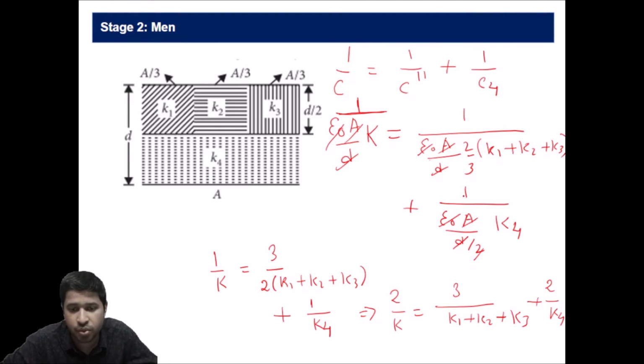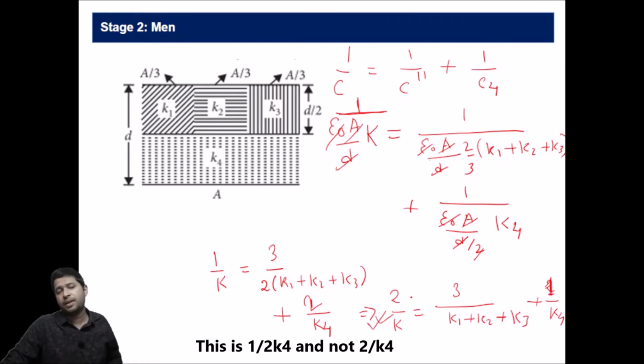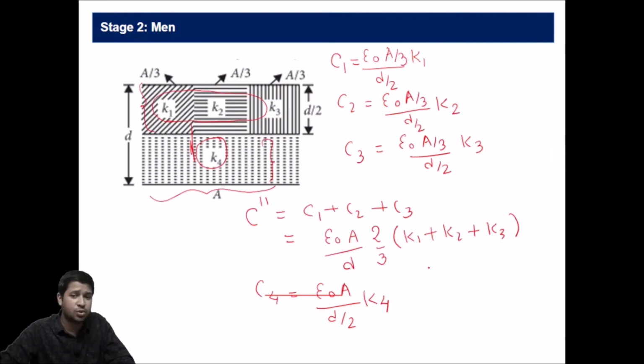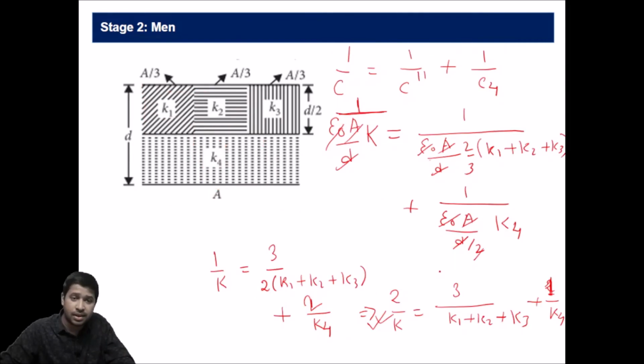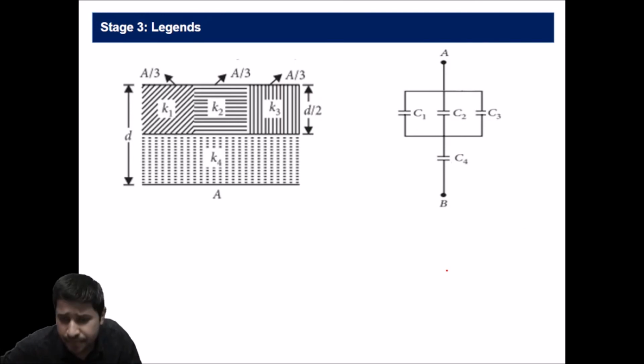Sorry, there was this 2, so this will be 1. So this is the option C that we are getting. So this is how we normally do this, by calculating each and everything that needs to be calculated, and this is quite lengthy. Let's go to the third stage, which I am calling as legends.